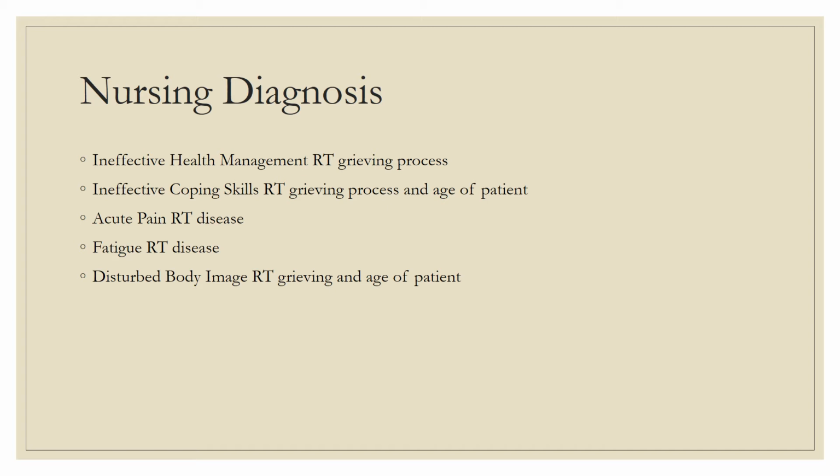Some nursing diagnoses that can be seen are ineffective health management related to the grieving process, and ineffective coping skills related to the grieving process and age of the patient. So if they're an adolescent, they might take risks with sports and such. Acute pain related to disease, fatigue related to disease, and disturbed body image.